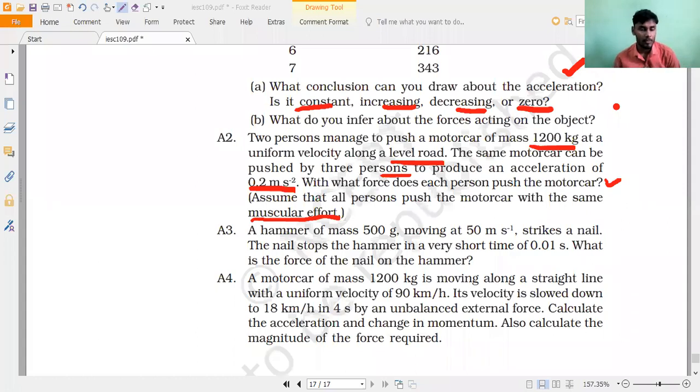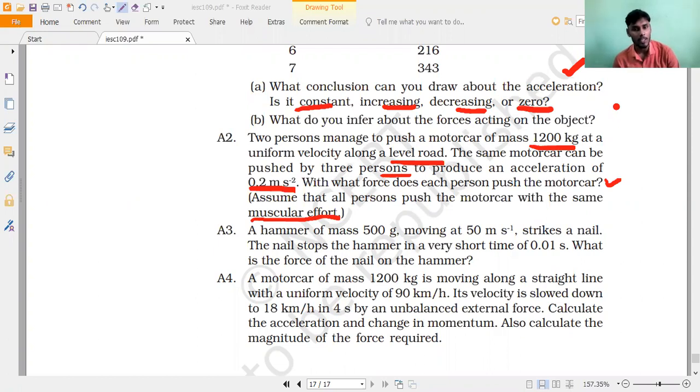But here 2 persons are pushing. So how much? Not divided by 2. F plus F equals 2F. Correct or not? Total force. Into 2 we have to do it.